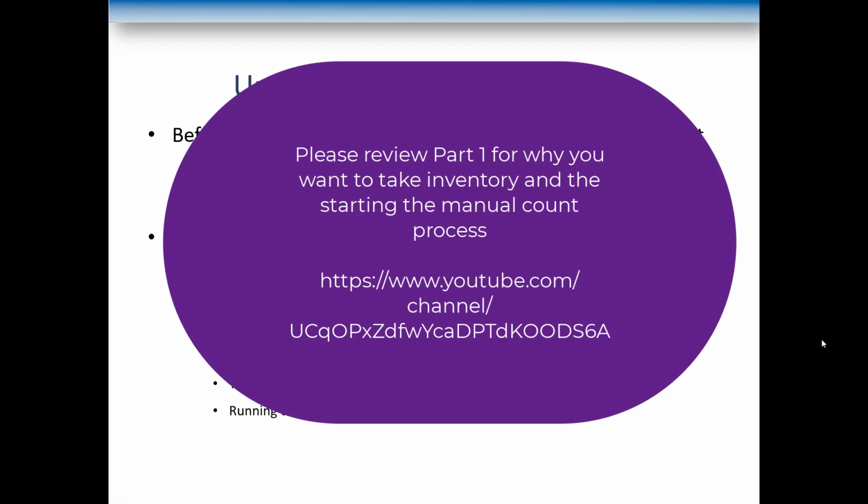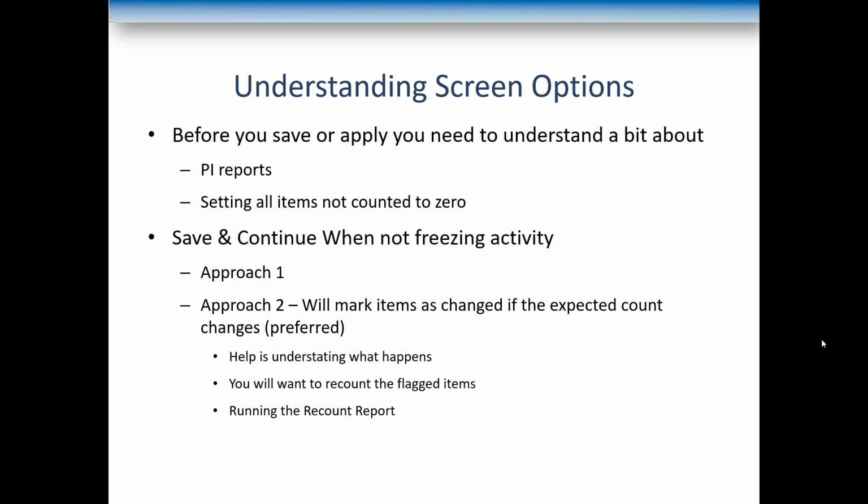This is part 2 of physical inventory in QuickBooks Point of Sale. If you've watched part 1, we went through why we want to take a physical inventory and also how to start the physical inventory process using a manual count. In this tutorial, we'll finish up with the manual count, all the screen options that we have in the physical inventory worksheet, and then how to use a physical inventory scanner, which you will see is my favorite part of the inventory process, if there can be one.